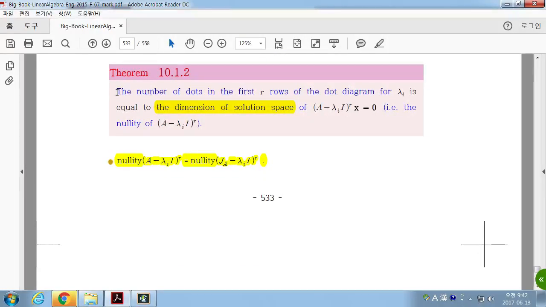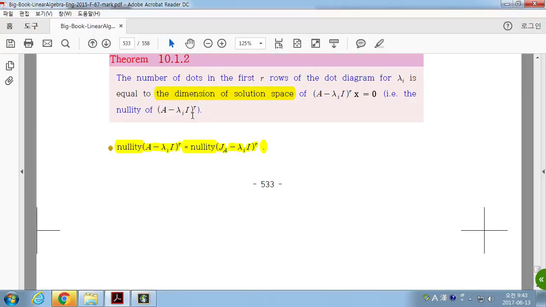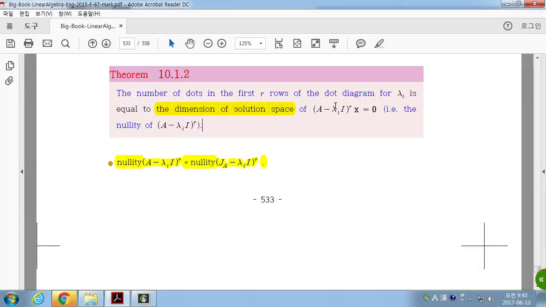If the number of dots in the first R rows of the dot diagram for lambda i is equal to the dimension of the solution space of this equation, the R-th power of A minus lambda I times the identity matrix times X is equal to 0, that's actually the same as the nullity of this matrix. This is a theorem. This is the whole idea. That comes from the observation that we made on the blackboard there.